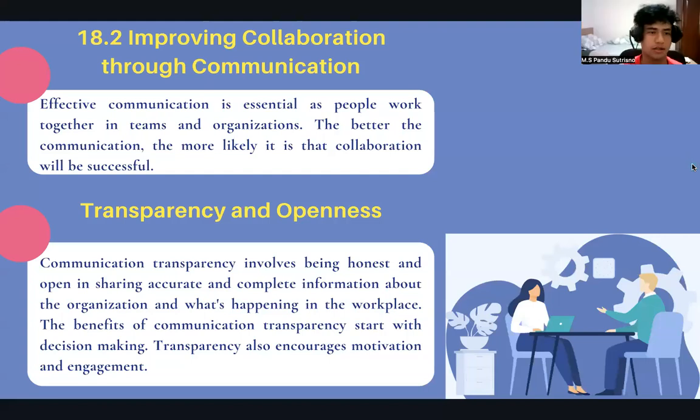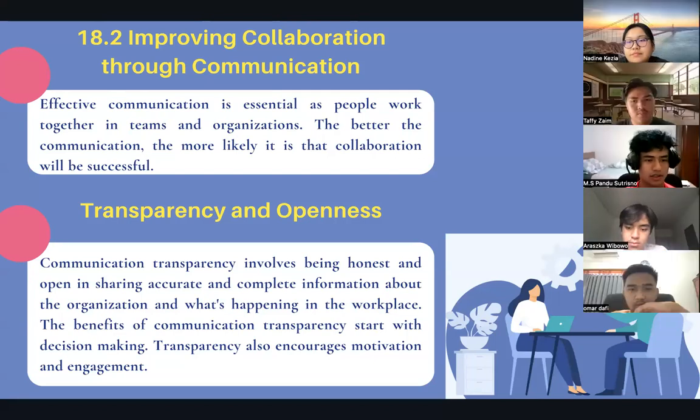Okay, moving to the next objective, which is objective 18.2, improving collaboration through communication. Effective communication is essential as people work together in teams and organizations. The better the communication, the more likely it is that collaboration will be successful.